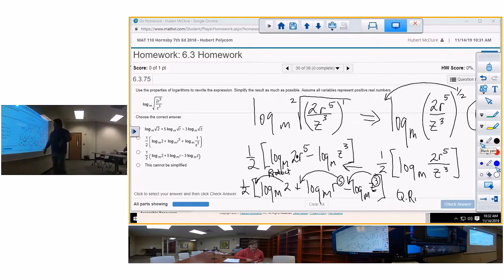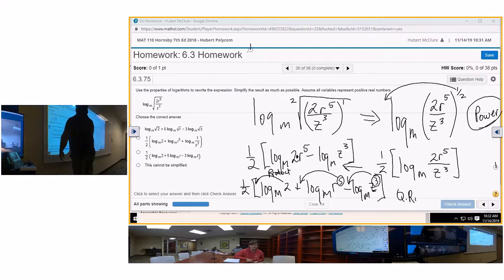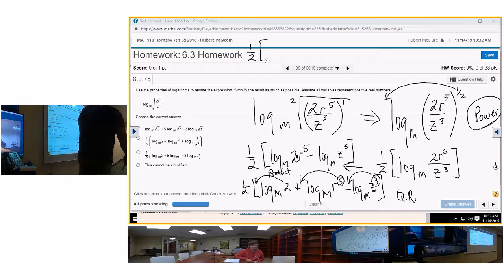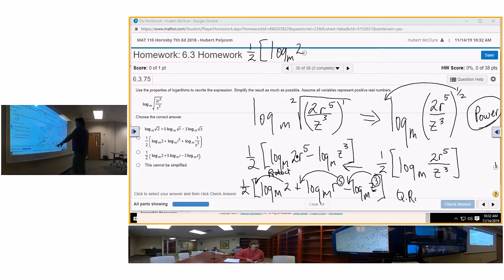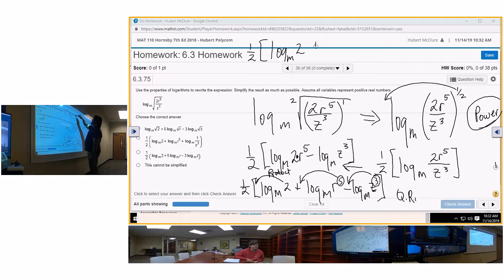Okay, so 1/2, that's going to be 1/2 brackets. That's going to be 2 log base m. Wait a minute, that's not a 2. Okay, I thought that was an exponent. Log base m of 2, and then 5 plus 5 log base m of r minus 3 log base m of, what, z? Now what?